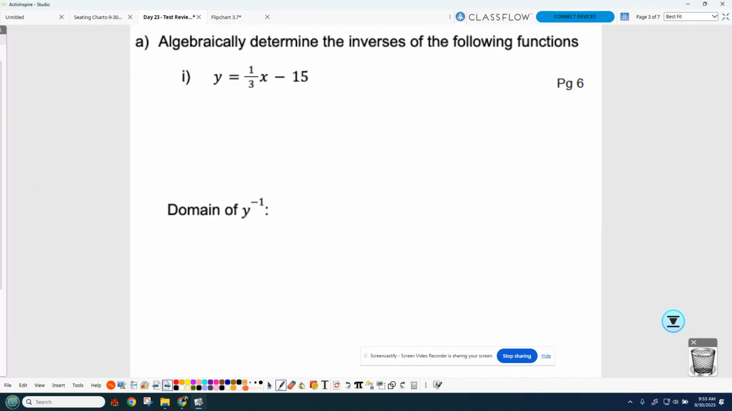So find the inverse and tell me the domain of the inverse. This is page 6.